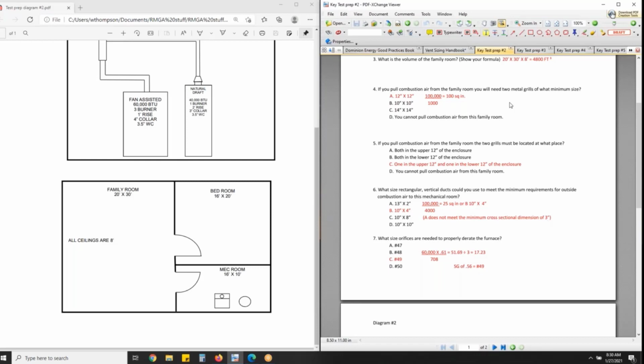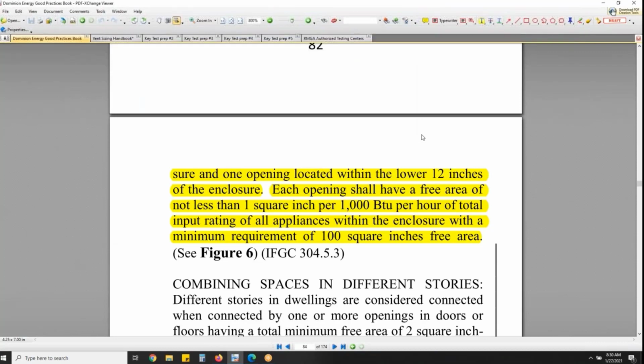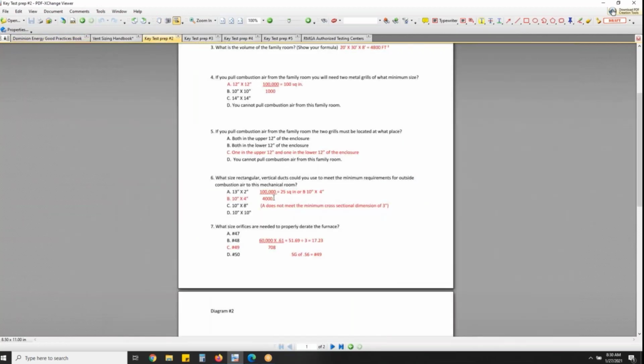Remember in the code for combustion air? So let me go back over here and just refresh you. You should already have it highlighted. Right there. Minimum dimensions of air openings should not be less than 3 inches. Okay. So if you build a duct for combustion air, one of your sizes cannot be less than 3 inches. Okay. So a 13 by 2 would give you the volume, but it doesn't meet the minimum cross-sectional dimension of 3 inches. Does that make sense to everybody? Okie doke. Good deal. You guys are doing great.